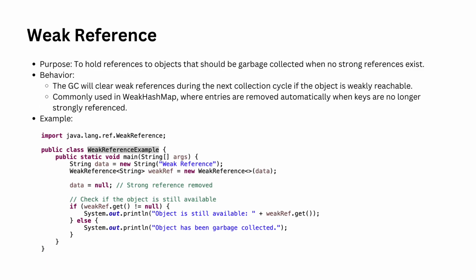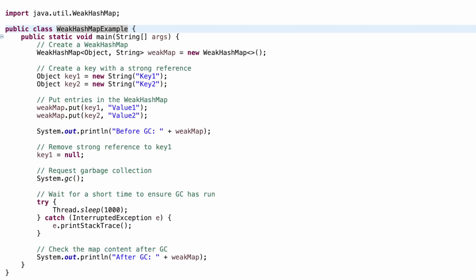Now a weak reference is to hold a reference to objects that should be garbage collected when no strong reference exists. A common example is your WeakHashMap, where entries are removed automatically when keys are no longer strongly referenced. Now let's take an example. Let's say that we have a WeakHashMap of type Object, String. Here we have one object with key1, another object with key2. We have inserted both of these entries with value1 and value2.